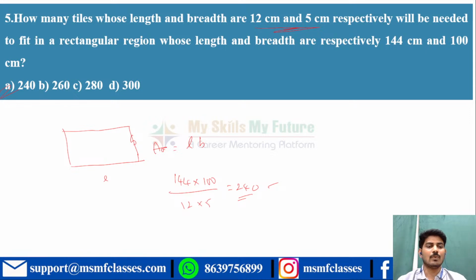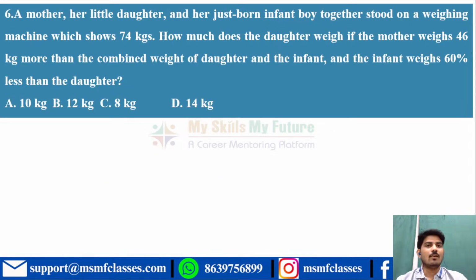We are moving to the next question here. Okay, this was the next question. This will be a tricky question as well as an easy question, some medium level of question. So the question given is, a mother, a little daughter, and a just born infant boy together stood on a weighing machine which shows 74 kgs. So what are you given? The mother, daughter, and the infant's weight on a weighing machine was 74 kgs.